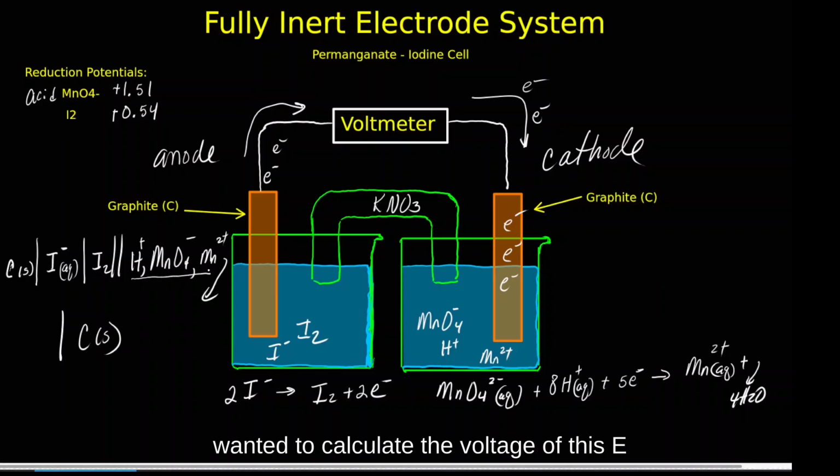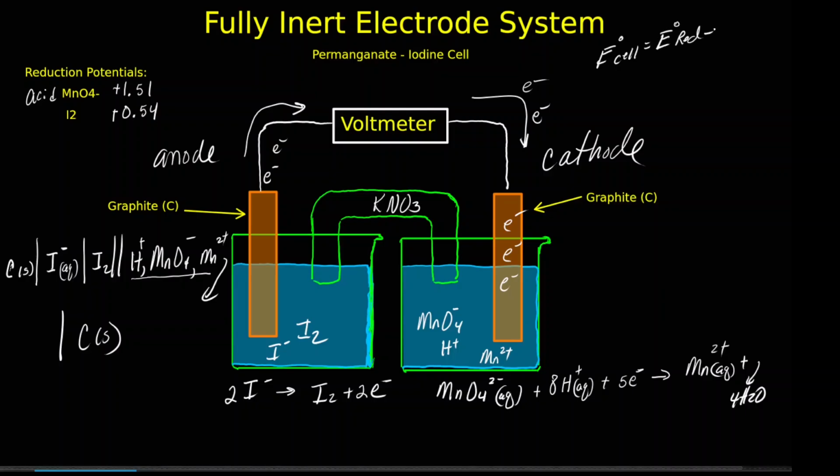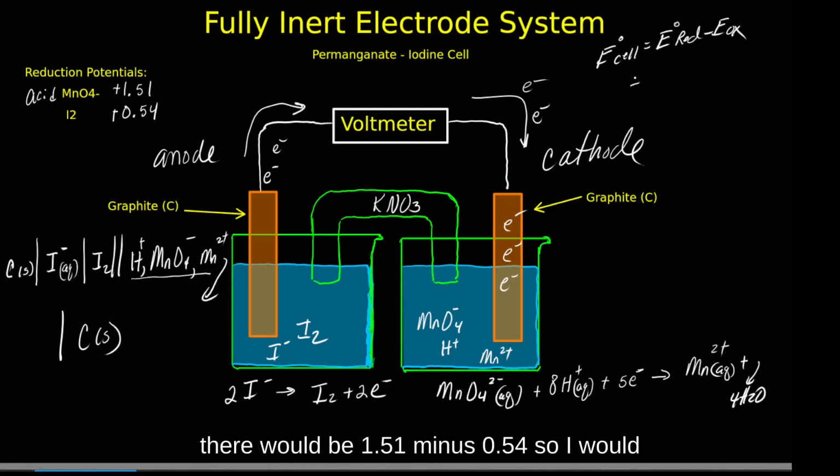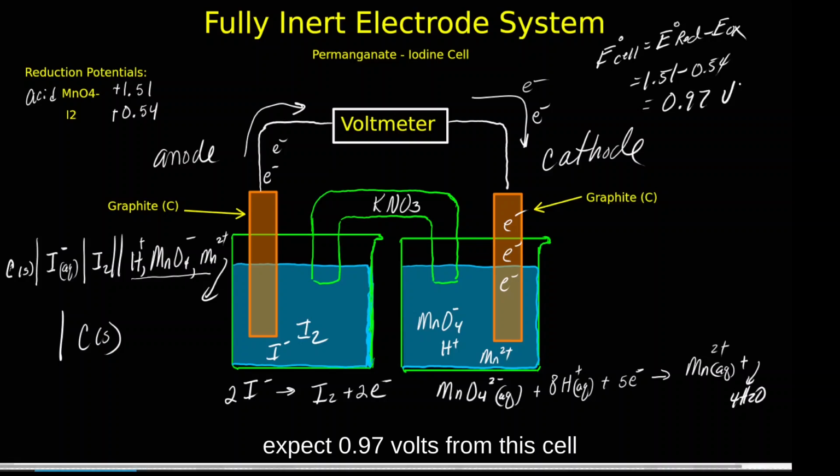If I wanted to calculate the voltage of this, so my E cell there would be 1.51 minus 0.54. So I would expect 0.97 volts from this cell.